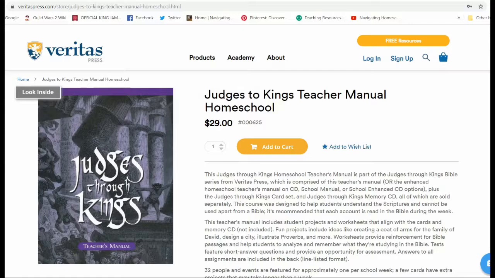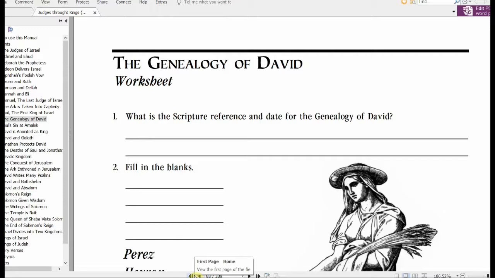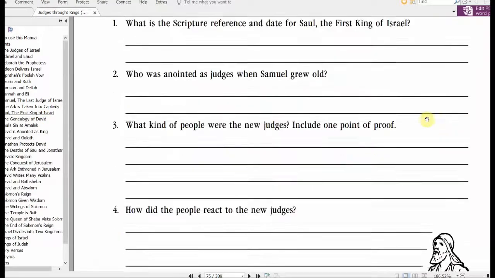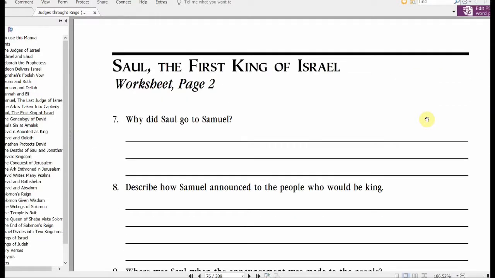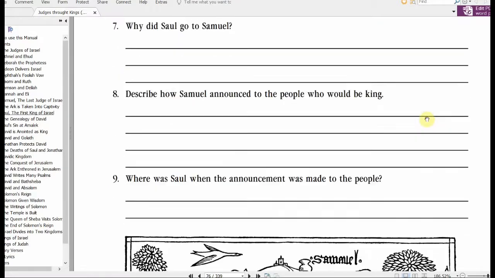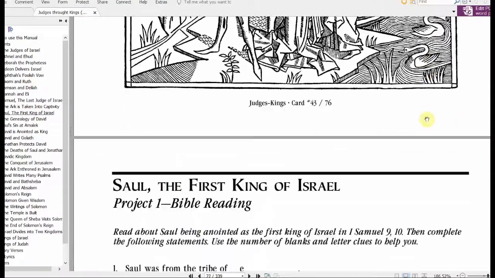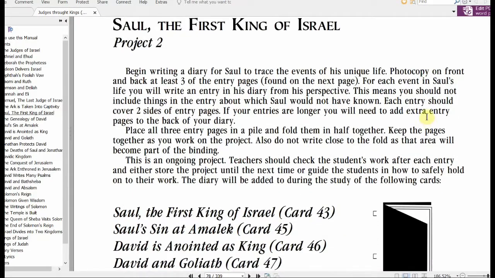Basically, let me pull it up here. You can click on whatever section you happen to be in. Here's a genealogy of David. We are currently at Saul, the first king of Israel. It has questions, so you can have the kids read some scripture on their own if they're old enough to read. I have the older kids read some scripture on their own in the morning, and then I will teach the lesson from the Bible to all my kids, including my younger son who doesn't read well yet. Then I'll have the older kids answer these questions, and I have them do it in cursive, just to get a little bit of cursive practice in.